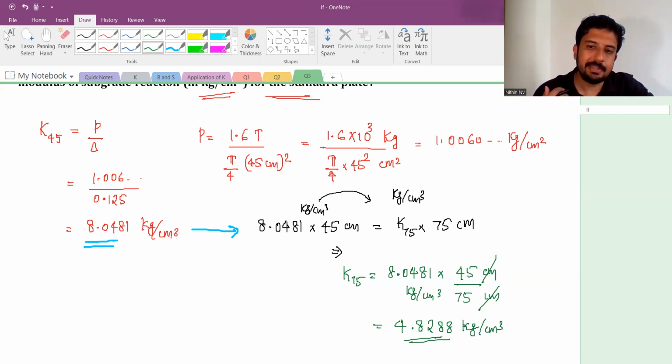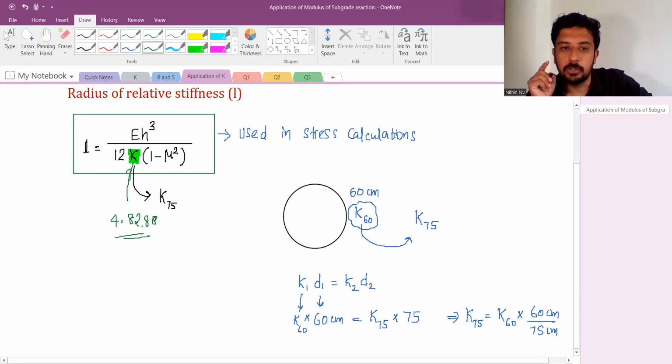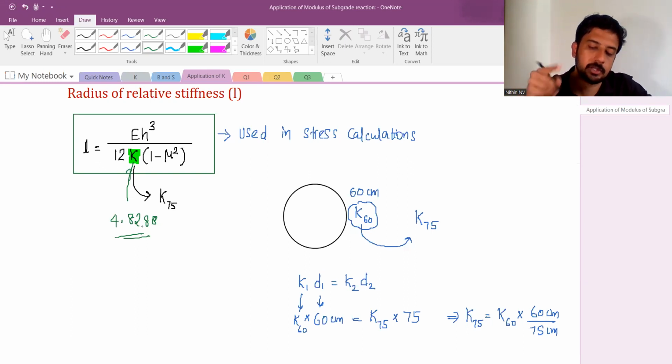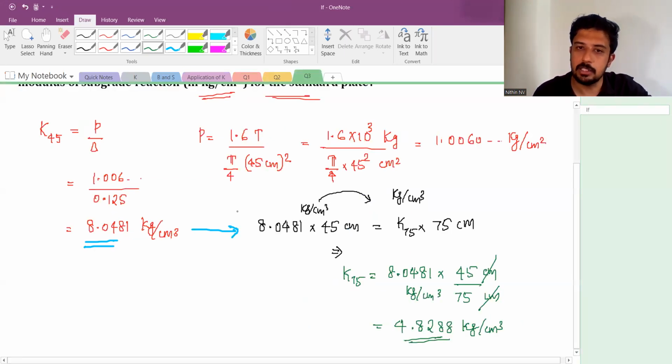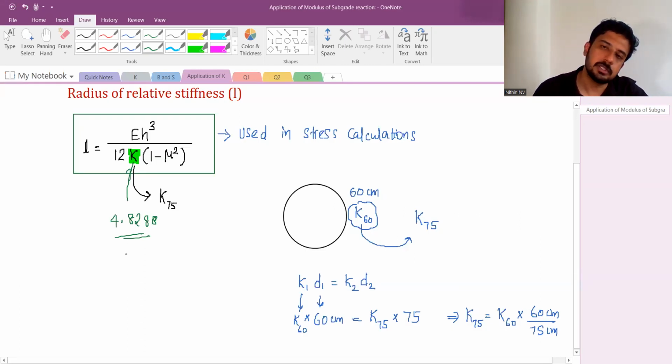And this 4.8288, this value is what we are going to substitute back into this equation. You shouldn't substitute the value 8.048, which we have calculated for 45 centimeter. This value you shouldn't substitute here. Okay, this should always be of 75 diameter.